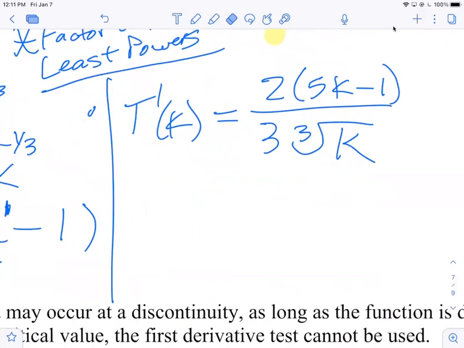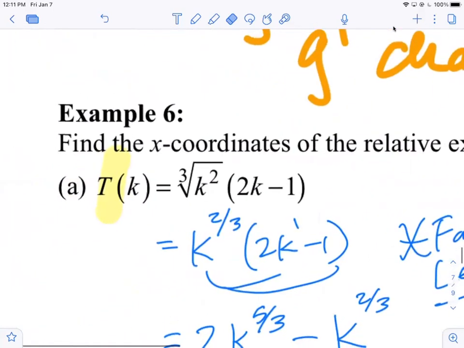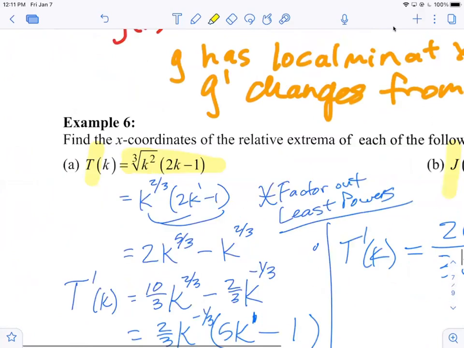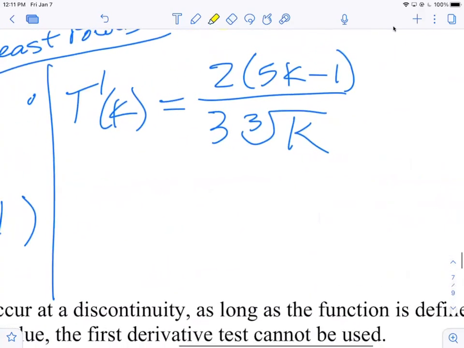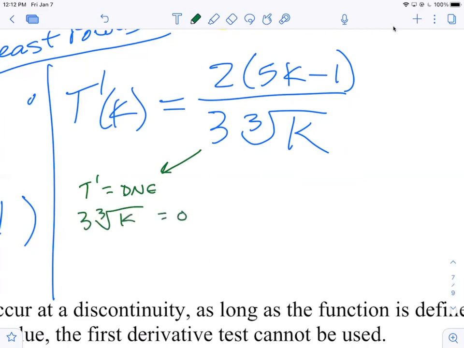Now we find the critical values. What's the domain of this function? Way back in the day, we talked about it. All real numbers. So the function has no discontinuities, but the derivative obviously does, because now it has a variable in the denominator. So we look at that first. T prime equals DNE when the denominator, 3 cube root of k, equals 0. Divide by 3, cube both sides, you get k equals 0.